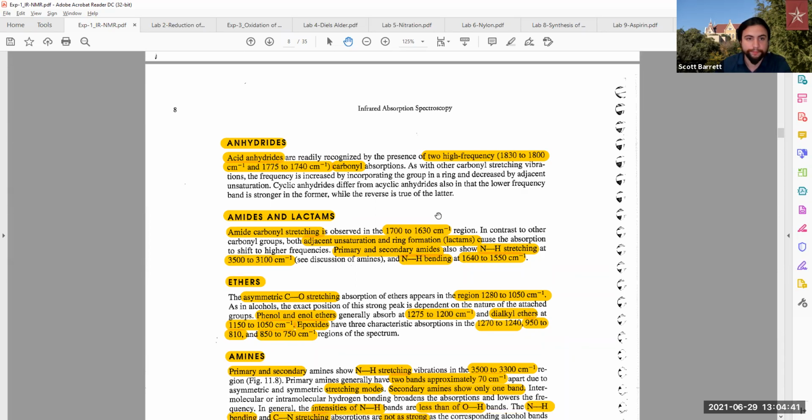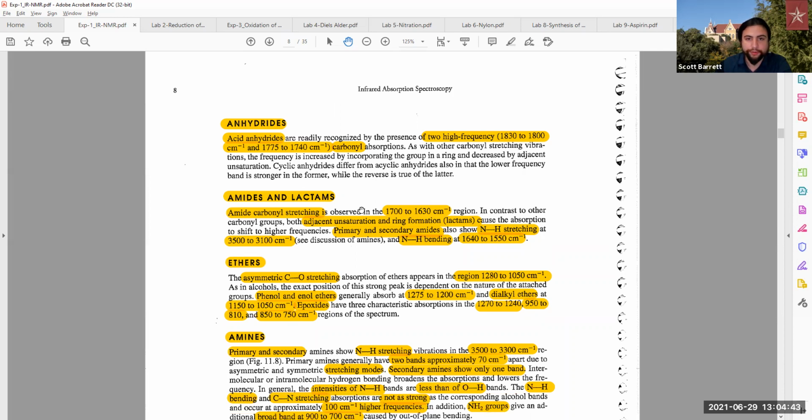So going into amides, make sure to know that the amide carbonyl stretching is actually lower. So this is going to be quite lower relative to the other carbonyl compounds, between 1700 to 1630 inverse centimeter. Now remember, again, this has a pretty strong dipole moment, so that's going to end up being a pretty deep peak, just as they said from the start as well. But additionally, if it has adjacent unsaturation or lactams, which would be a ring involving the amide, then it would cause the absorption to shift to higher frequencies. And so primary and secondary amines, this is another good indicator.